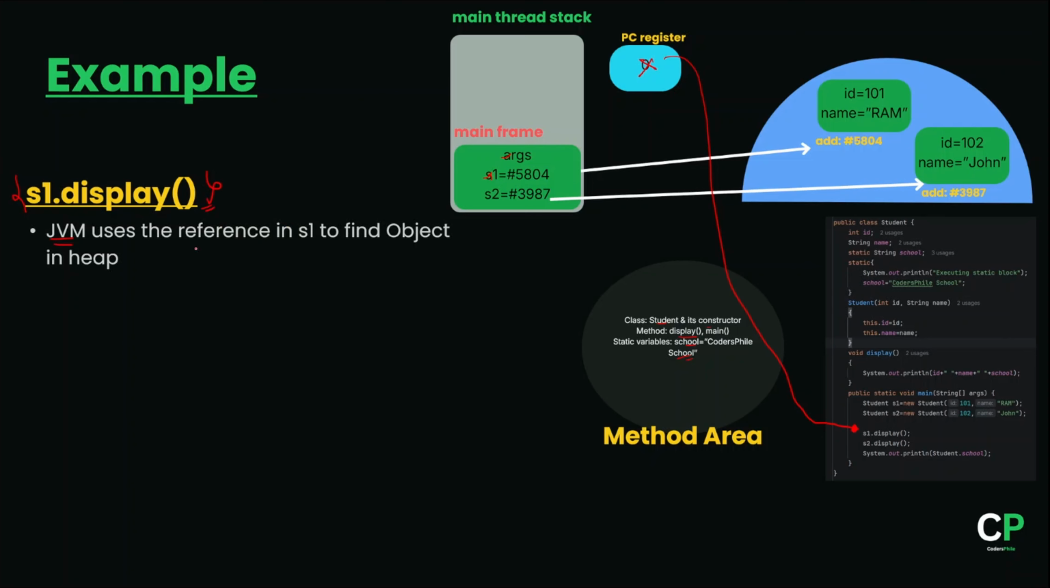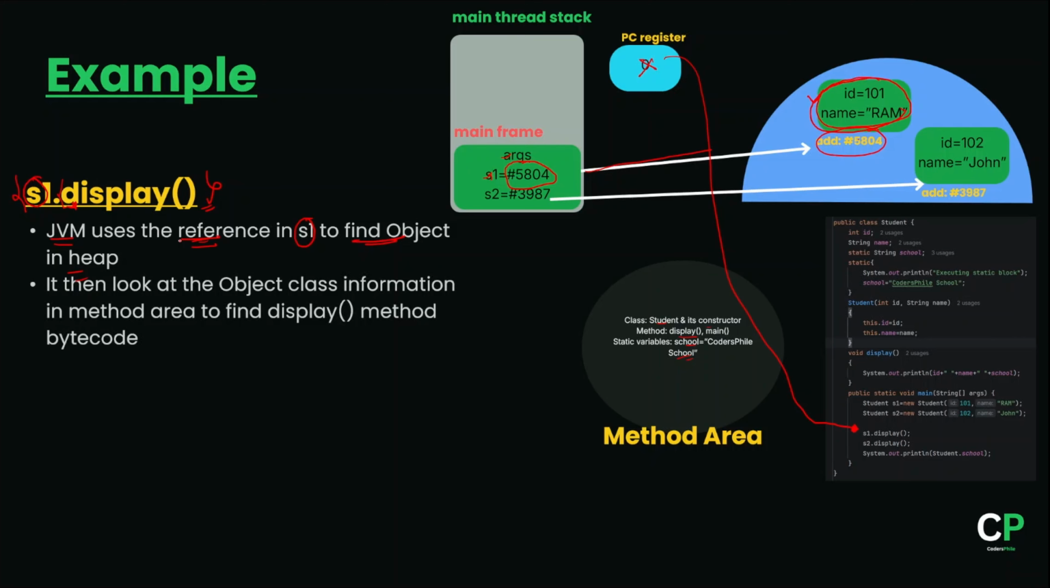Now the JVM uses the references, as we have seen in the resolution phase, where s1 dot display is replaced with the actual address of display. So the JVM will use the reference in s1 to find the object in the heap, since s1 contains the address. First it will find the object that is present in the heap. Now the object is found in the heap. Now it will look at the object's class information in the method area to find the display method bytecode. It sees that there is one display method, so it will find the student class in the method area and find the display method.